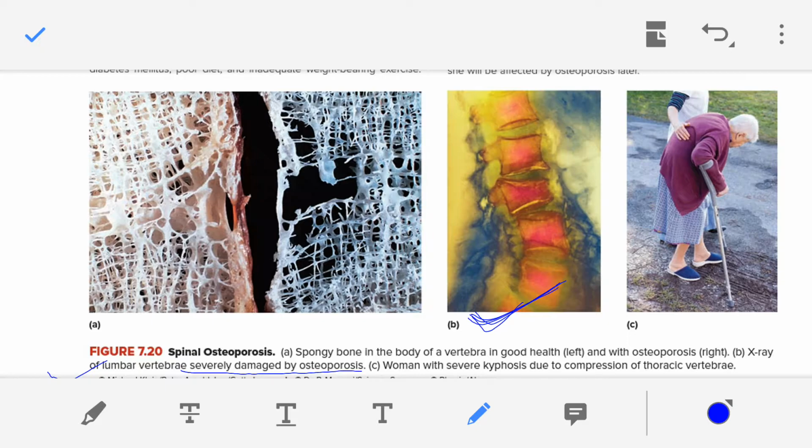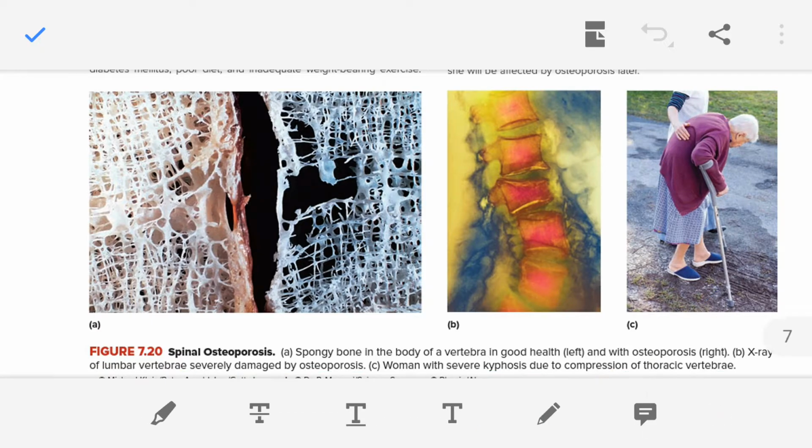Now in figure C, as you can see, we are looking at an old age woman, and this woman is suffering from kyphosis due to the compression of the thoracic vertebra. As you can see, the back is bent. This is what happens with severe kyphosis, the compression of thoracic vertebra.